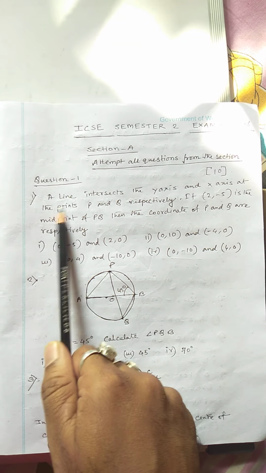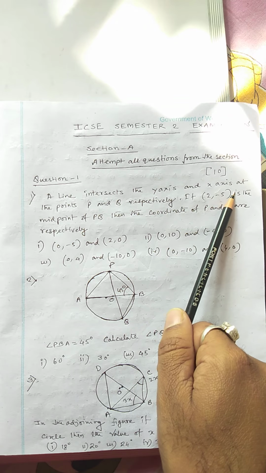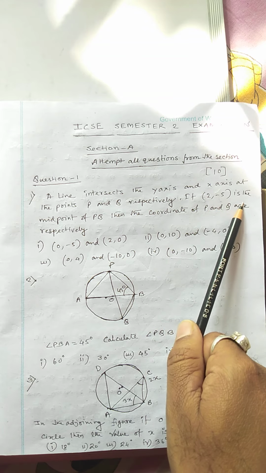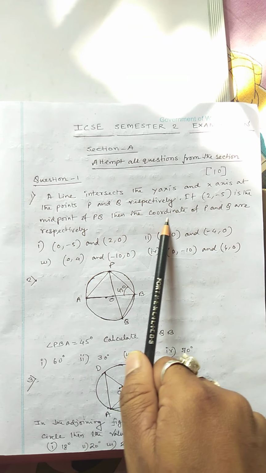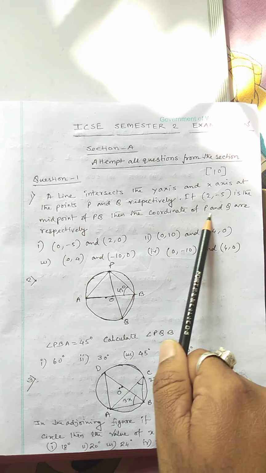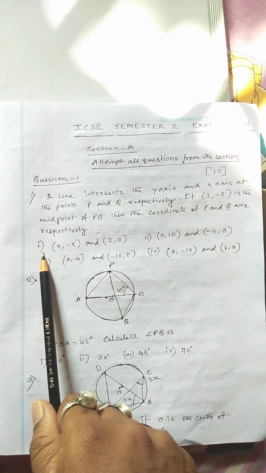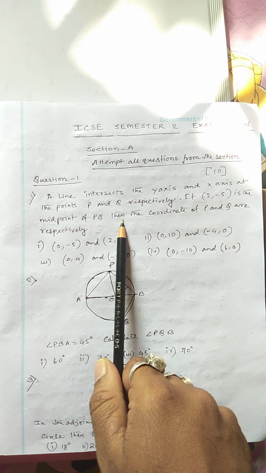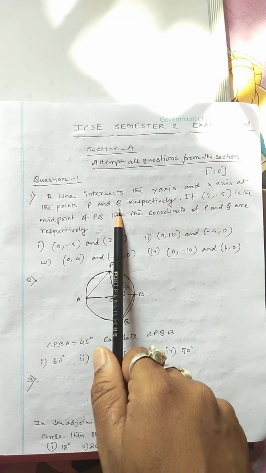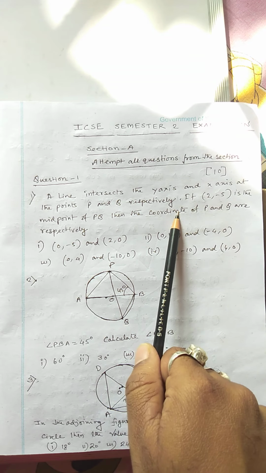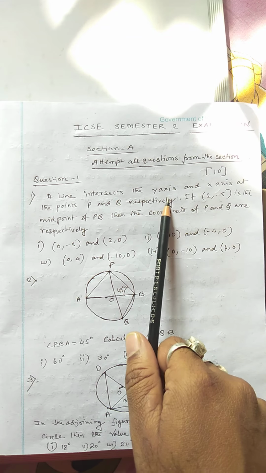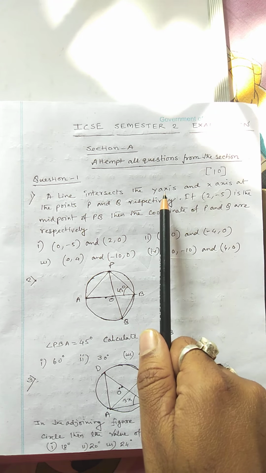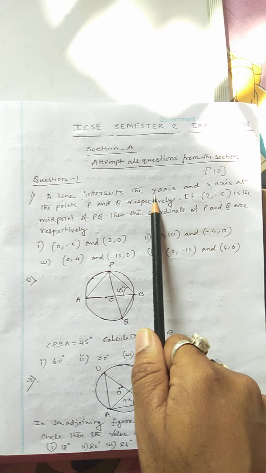So the first question is, a line intersects the y-axis and x-axis at the points P and Q respectively. If 2n minus 5 is the midpoint of PQ, then find the coordinates of P and Q respectively. Actually, it is from coordinate geometry, and to solve this question, you have to use the midpoint formula, and we also know that any point on the x-axis and y-axis is (a, 0) or (0, b).